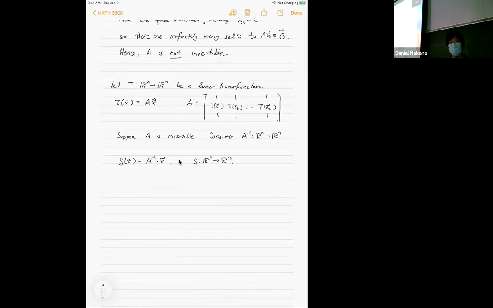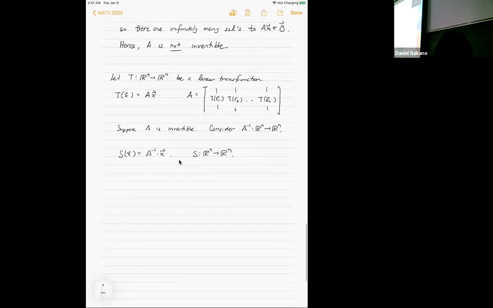And so let's compose T and S. So take the composition of T with S, and let's say S with T. Okay, so these are functions, so you can actually compose them. All right, so let's look at T composed with S, applied to X. This is T of S of X.